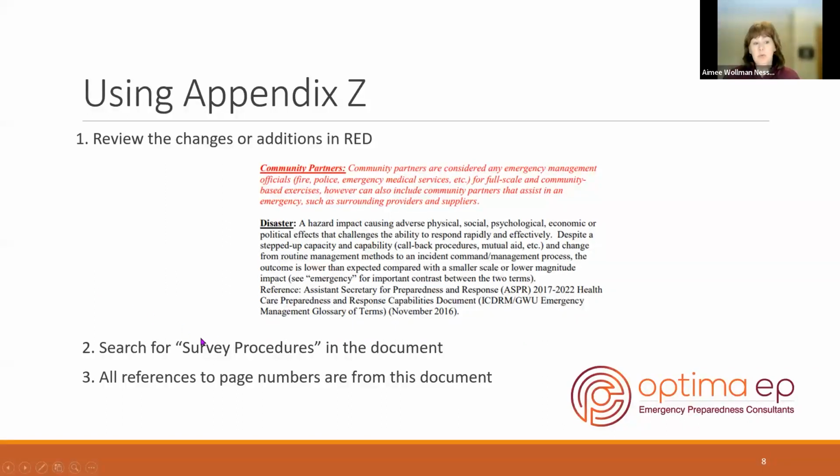One of the really great things about this document is you can search for survey procedures, and it will direct you to each section where there are questions that are asked that are similar to the questions that your surveyors may be asking you. And you'll see some of those in our presentation today. I lifted a few of those just to give you an idea of what those look for. But that's a great way to kind of do a checklist to see, have we met everything that we need to meet? And then every reference that we make to a page number today comes directly from Appendix Z.